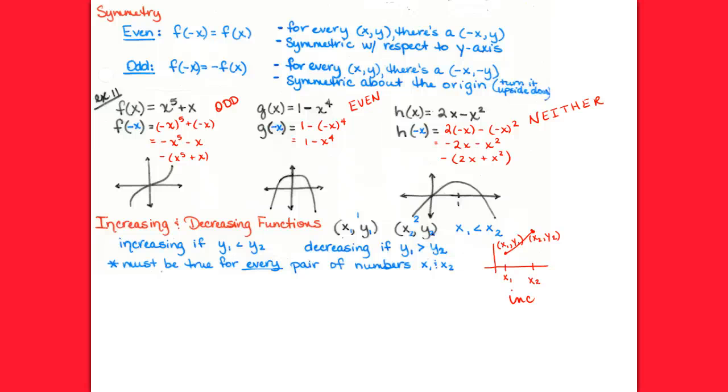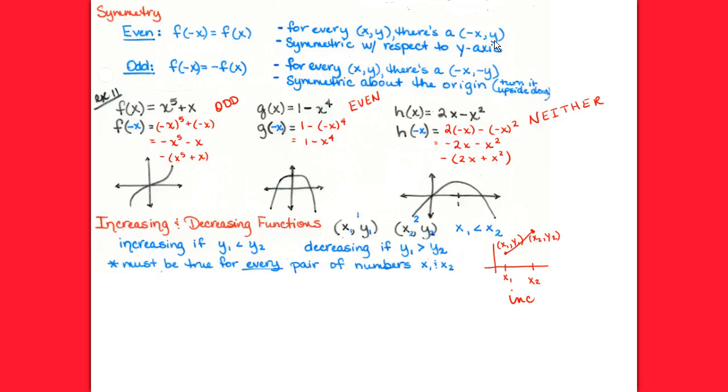By the definition of an even function, we said when you plug in a negative x, you get the exact same function that you started with. So when you plug in negative x, you get f of x. You just get regular y, right? So for every x, y, when you plug in a negative x, you just get y. So for every x, y, you have a negative x, y.